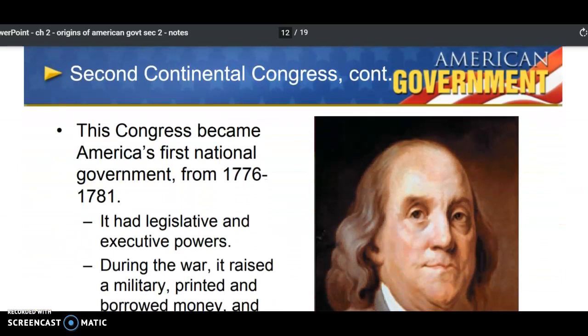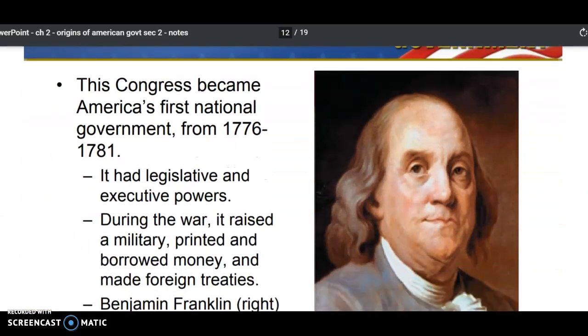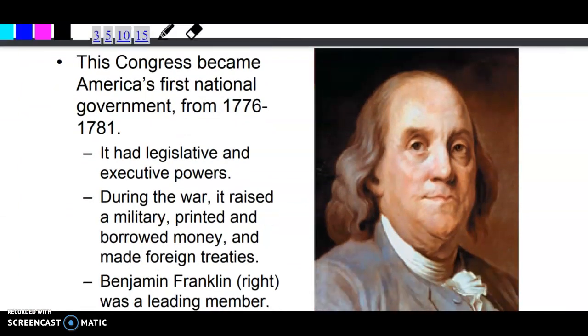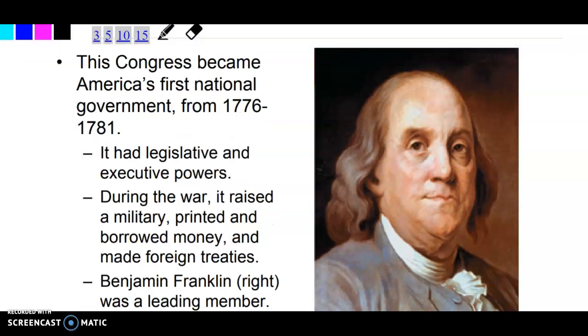So you don't need a new heading. This is continuing the Second Continental Congress. The Second Continental Congress became America's first national government. So this was before the Constitution was written. It lasted from 1776 to 1781. It had legislative and executive powers.